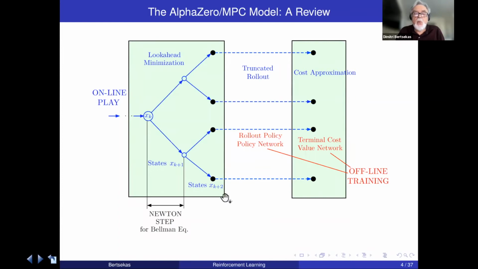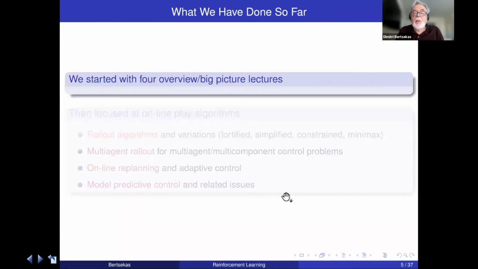So most of what we have discussed has to do with the blue part. And now we're going to talk about how we construct terminal cost approximations and base policies from data. This is called a value network sometimes, and this is called a policy network, usually when neural networks are involved. So let me give you a broad outline of what we've done.